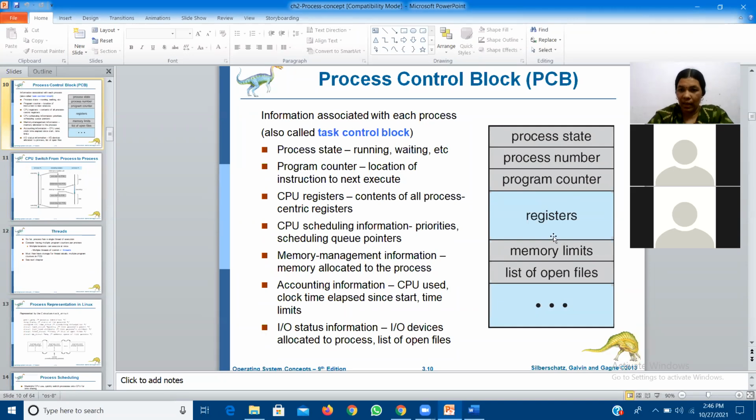As I said, one PCB is there per process. One process may utilize all the registers, or one process may utilize 2 registers. Whatever number of registers are used, the data about these registers is maintained with the help of this field. Next, CPU scheduling information.